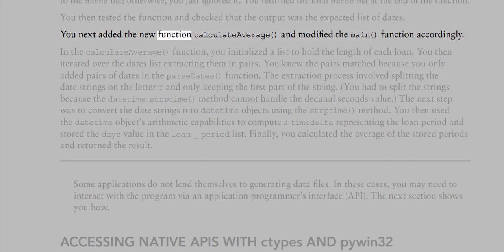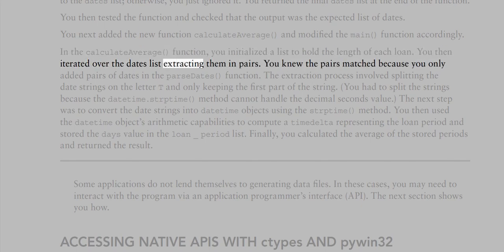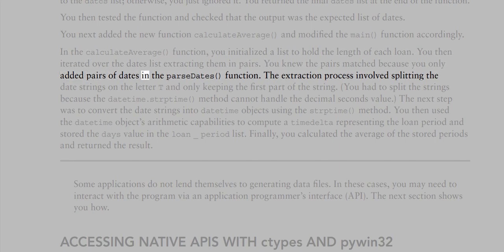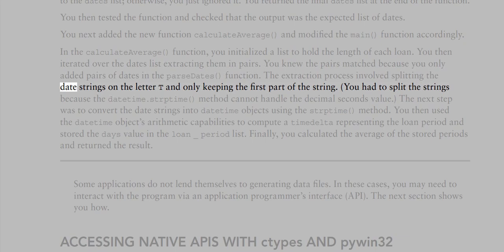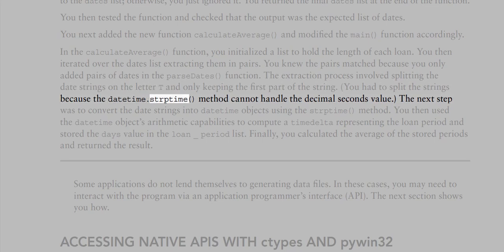You next added the new function calculate_average, and modified the main function accordingly. In the calculate_average function, you initialized a list to hold the length of each loan. You then iterated over the dates list, extracting them in pairs. You knew the pairs matched because you only added pairs of dates in the parseDates function. The extraction process involved splitting the date strings on the letter T and only keeping the first part of the string. You had to split the strings because the datetime.strptime method cannot handle the decimal seconds value.